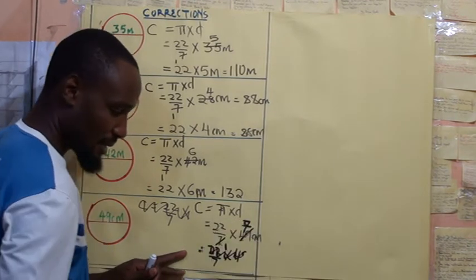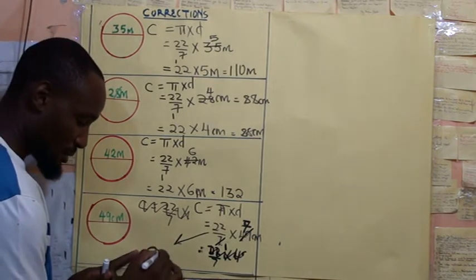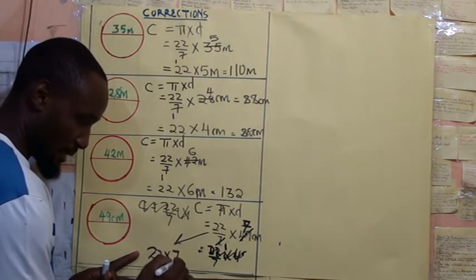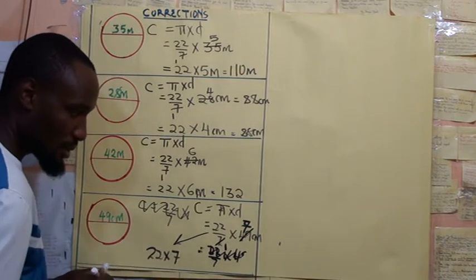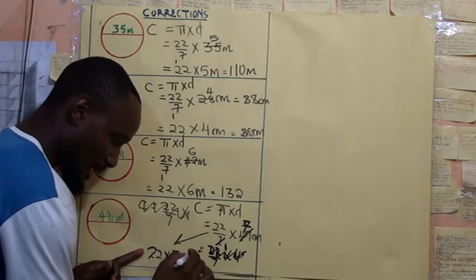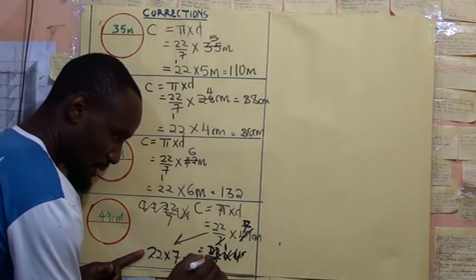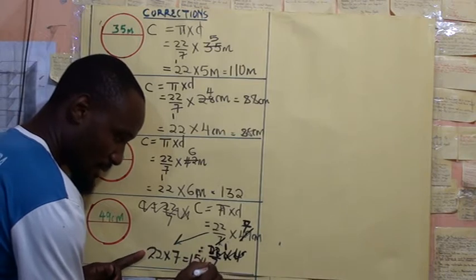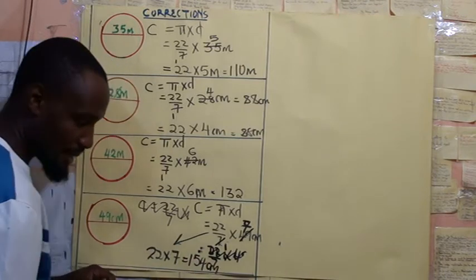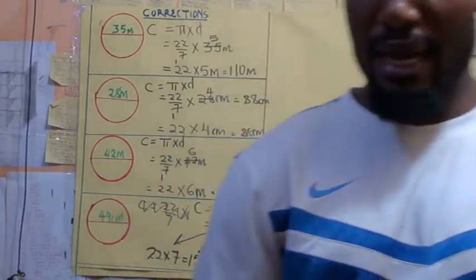7. So what becomes our answer? It becomes 22 times 7. And 22 times 7 gives us 154 centimeters. 154 centimeters. I hope you have understood this.